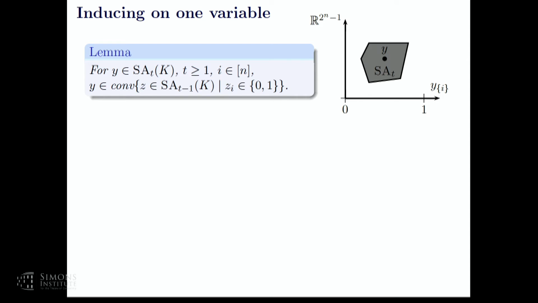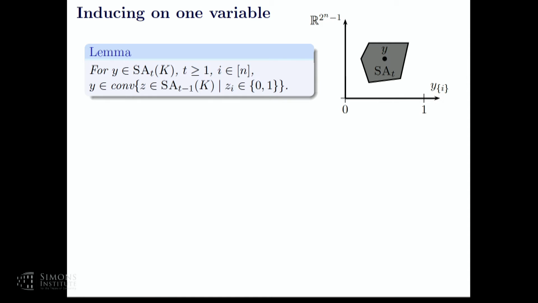Here is the key property that we'll need, called inducing on one variable, if you look at the literature. Let's say you have some solution for your t-round Sherali-Adams hierarchy, and let's imagine there is one of the original variables whose value is strictly between 0 and 1.